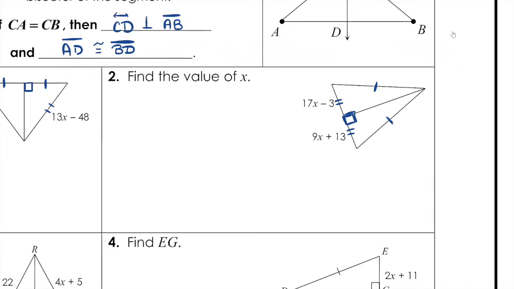Correct. But if they just said this is that angle, you could just set 17x minus 3 equal to 90. You're correct. All right, so because they're congruent, we know they are equal. So we just set up that equal relationship: 17x minus 3 equals 9x plus 13.